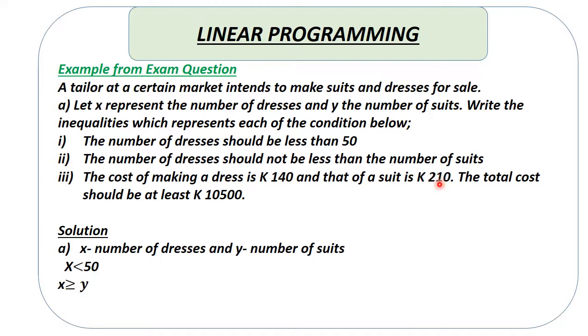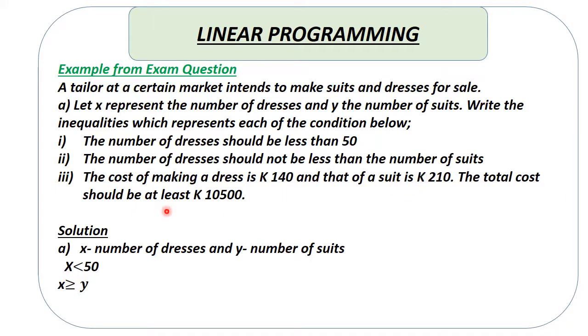And the same is for the suits. The suits are being represented by y. So number of suits multiplied by 210 is going to give you 210y because number of suits is y. So they are saying the total cost should be at least 10,500. So the total cost is 140x plus 210y because we have to add the cost of all the dresses that are going to be made and the cost of all the suits that are going to be made.